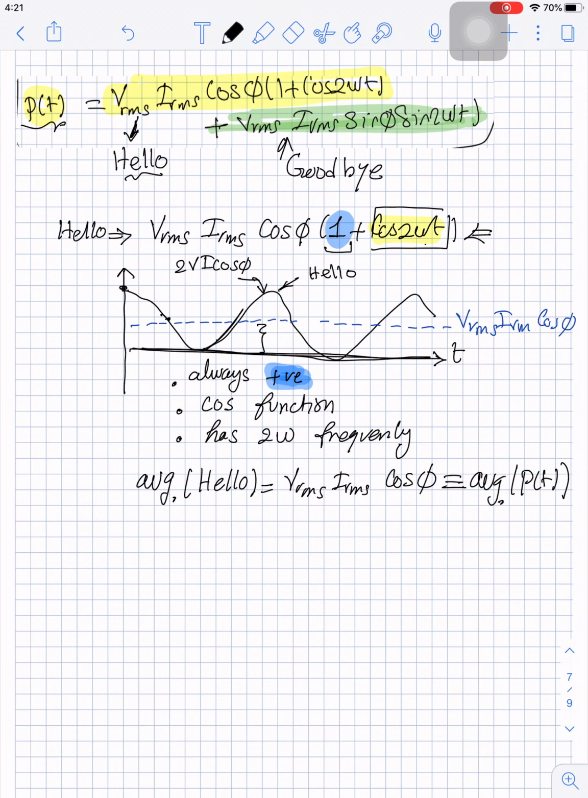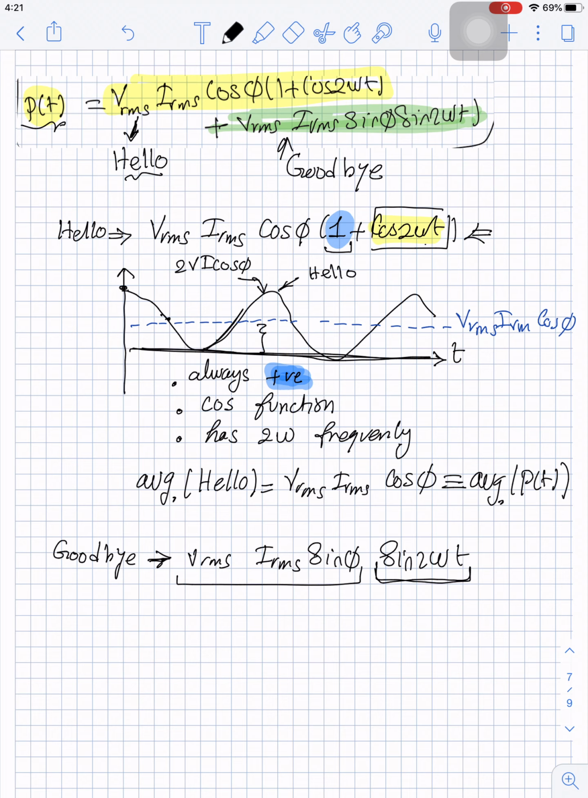Now let's see what the goodbye function, or the goodbye part, is. For the goodbye, it is VRMS IRMS sine phi sine 2 omega t. Now if we need to sketch this function as a function of time, it is a sine wave with double the frequency, and its peak value is VRMS IRMS sine phi.